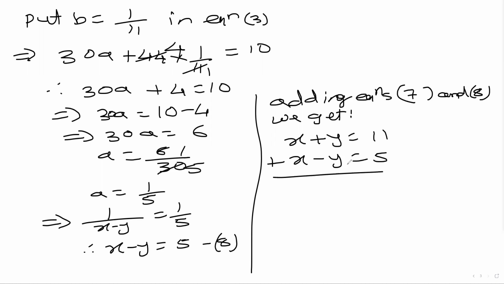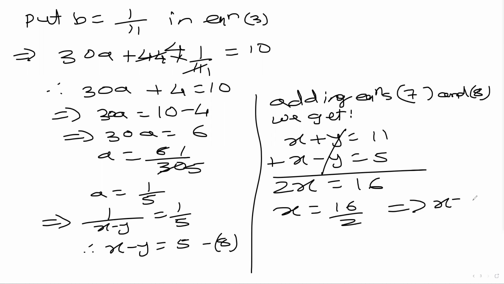So if you add them, y will get cancelled. x will be how much? So 2x is equal to 16. So x will be 16 upon 2. So x will be 8.